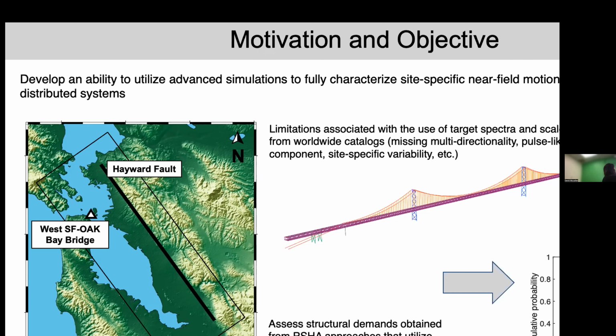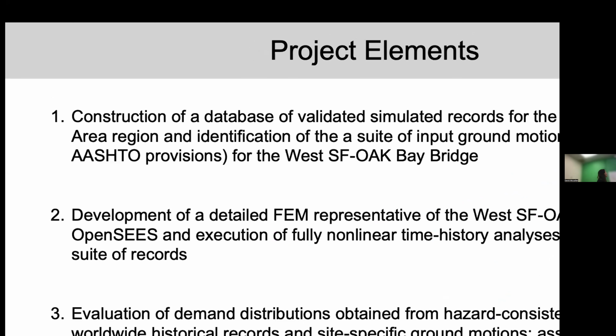Now, we have utilized, as you can see here, the San Francisco Bay Area as case study region and the West San Francisco Oakland Bay Bridge as the case study structure. So the project as a whole counts three core components. The first one has to do with the construction of a database of validated simulated records for the San Francisco Bay Area, with the final identification of the suite of ground motions that would be and have been utilized for performing the nonlinear time history analysis.